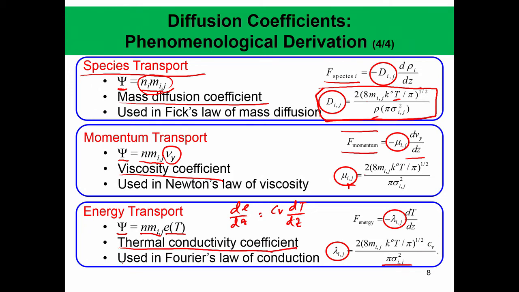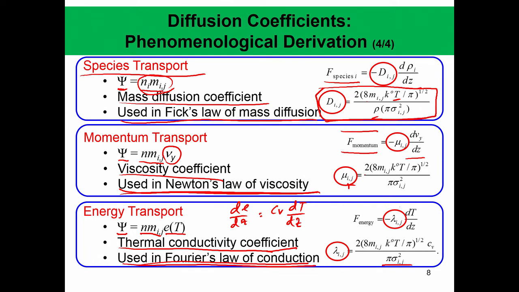So, this is used in Fourier's law of conduction, the energy transport. The momentum transport is actually Newton's law of viscosity, and the species transport is actually Fick's law of mass diffusion.